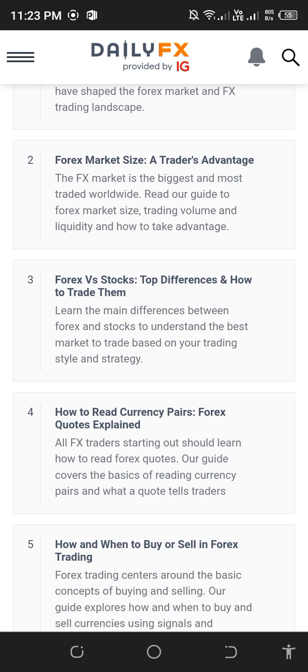Forex versus stocks. Top differences and how to trade them. Learn the main differences between Forex and stocks. Understand the best market to trade based on your trading style and strategy.